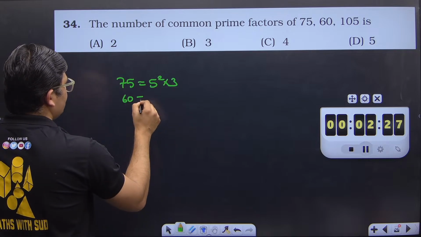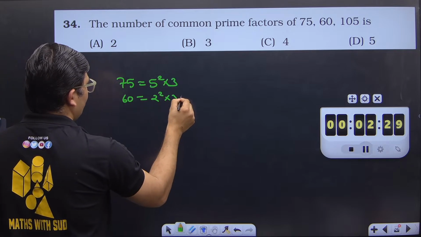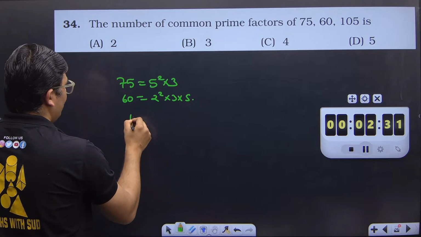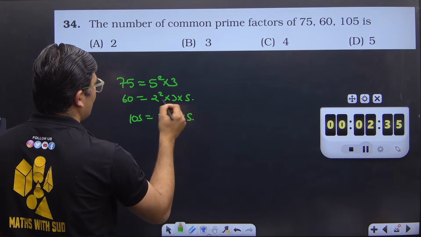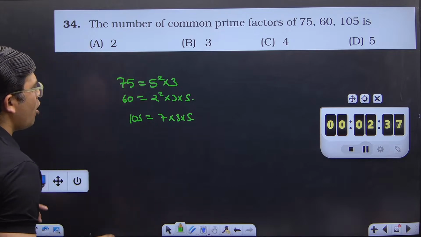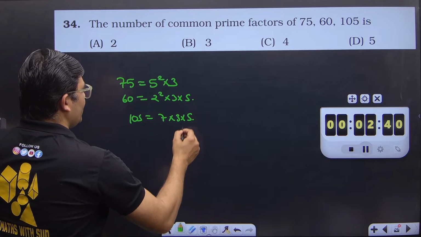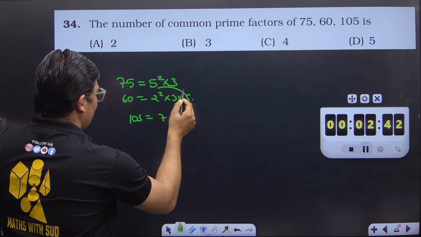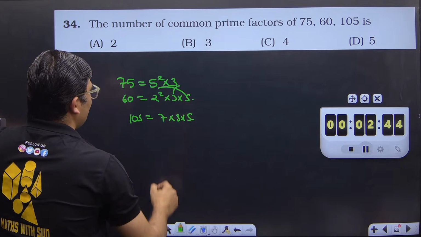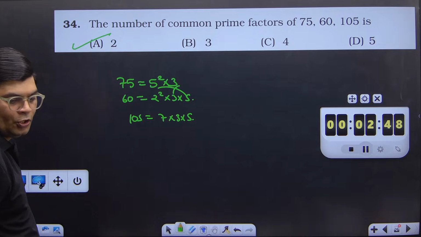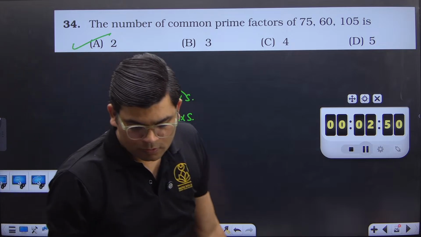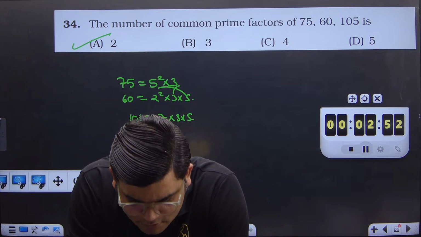60 can be written as 2 square into 3 into 5. 105 can be written as 7 into 3 into 5. So the number of common prime factors: we have 5 in all of them, we have 3 in all of them. So the answer to that question will be 2.